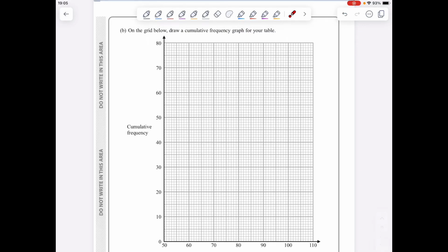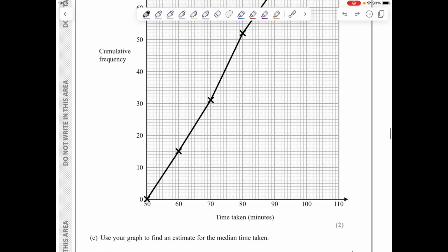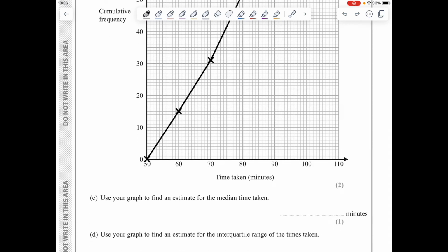So let's plot the points. And then I'm gonna join them either with a smooth curve or using my ruler and join them point by point using line segments. Now in part B, I need to calculate the median.